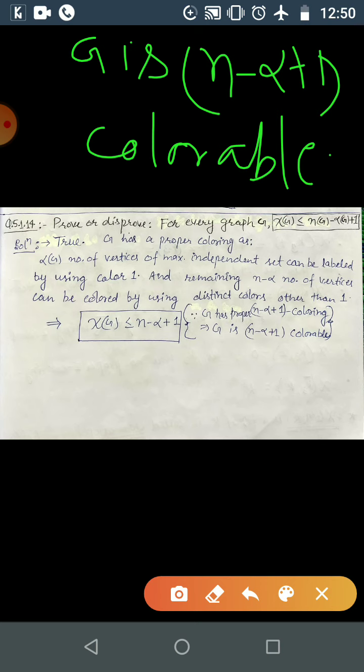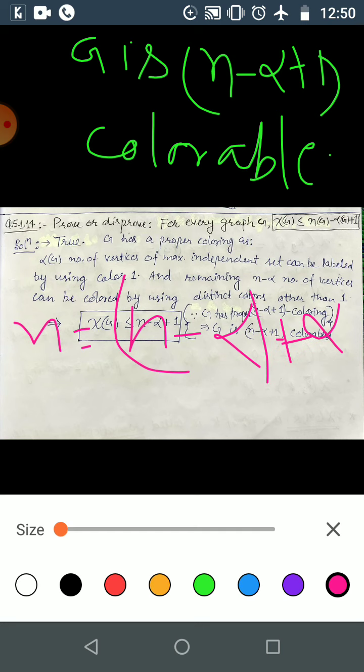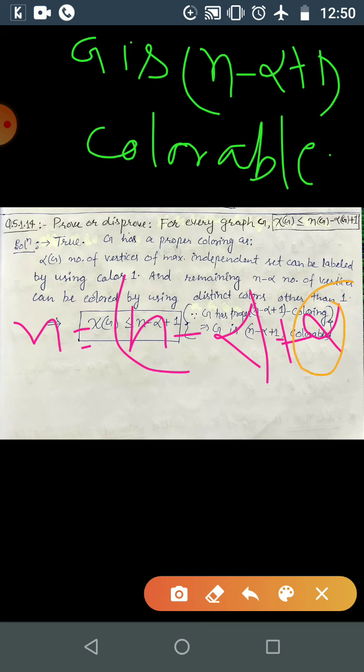The remaining are n minus alpha, correct? The total was n, and alpha are colored by one color, so the remaining are n minus alpha. Because all the alpha vertices are non-adjacent, we can use one color to color all of them properly. So that is the proper coloring. And what about the remaining vertices?